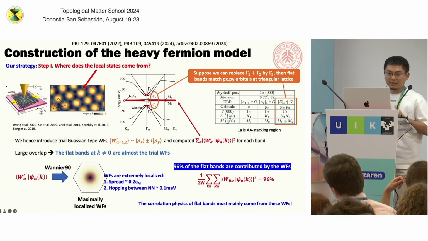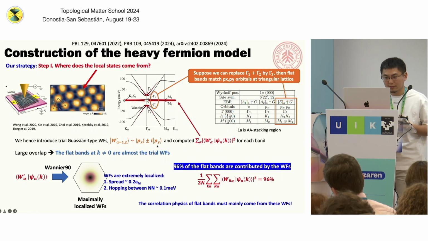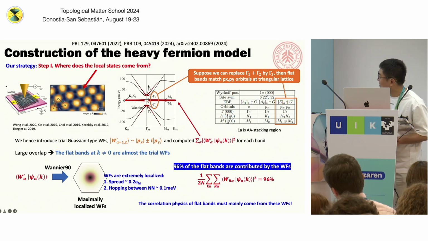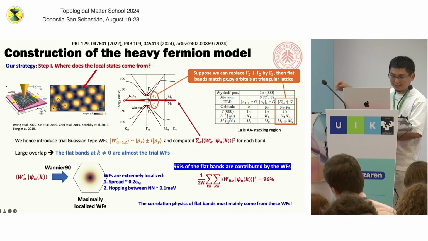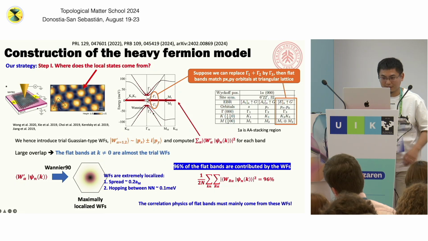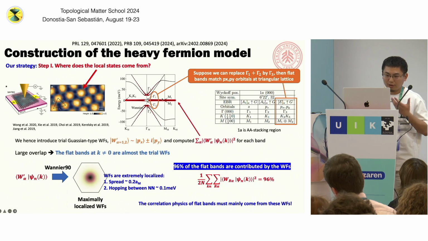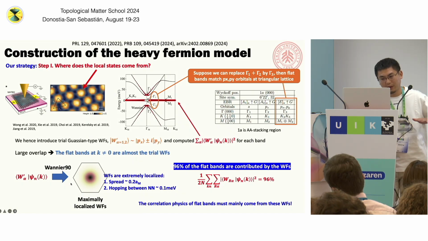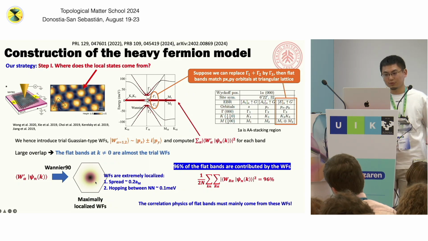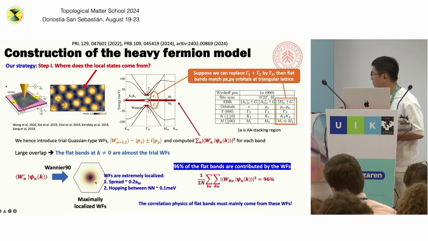So I give it a try. I construct some Gaussian-type px and py orbitals and calculate the overlap between these local orbitals and the flat bands. The red dots are just my initial try. So my initial try is very good in matching this flat band. So when I obtain this, I'm super happy. And after we obtain this overlap, we can feed these overlaps into the machinery of Wannier90. It's a standard tool to obtain maximally localized Wannier functions.